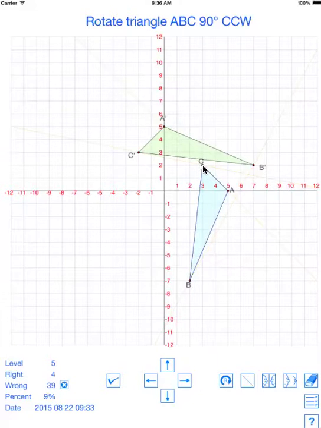If you're in quadrant 1, like the C is, you move into quadrant 2. If you're in quadrant 4, like the B is, you're going to move up into quadrant 1 if you're going counterclockwise. If you're going clockwise, you're going to move the opposite way, but you only ever move one quadrant.